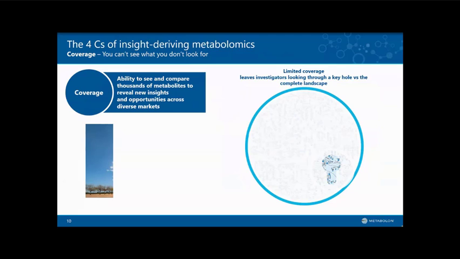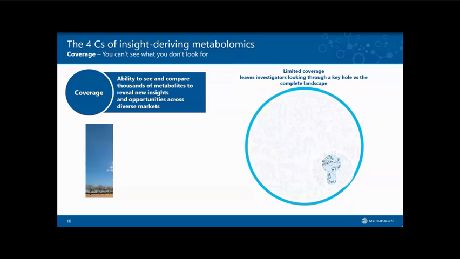The first C is coverage. The definition of coverage is the ability to see and compare thousands of metabolites to reveal new insights and opportunities across diverse markets. Coverage is really what we've been talking about, that you have to have the breadth of the number of molecules detected and the number of different biological processes being covered. Greg showed us that it's not just about the endogenous processes, it is also the influence of these external factors, like whether you're taking over-the-counter medication or what is the state of your microbiome. So if you look at metabolism through this keyhole, you are going to have a very difficult time making a really strong biological assumption or driving much biological insight.